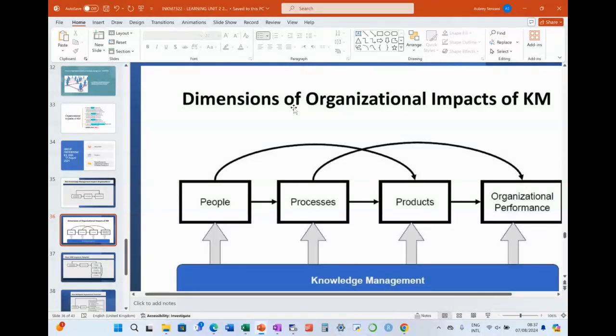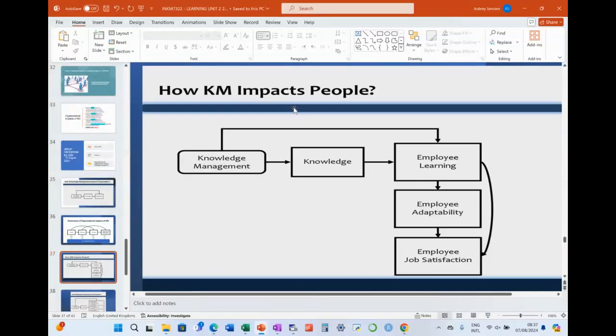performance. And you can see it's not a hard and fast thing where it only affects these; they interchangeably affect the other aspects, so to speak. People affect products. People would also affect processes. Processes would also affect organizational performance. But all of these things are happening as a result of knowledge management. And this is why they always say you should always be learning, because if you're learning, you can always add value.